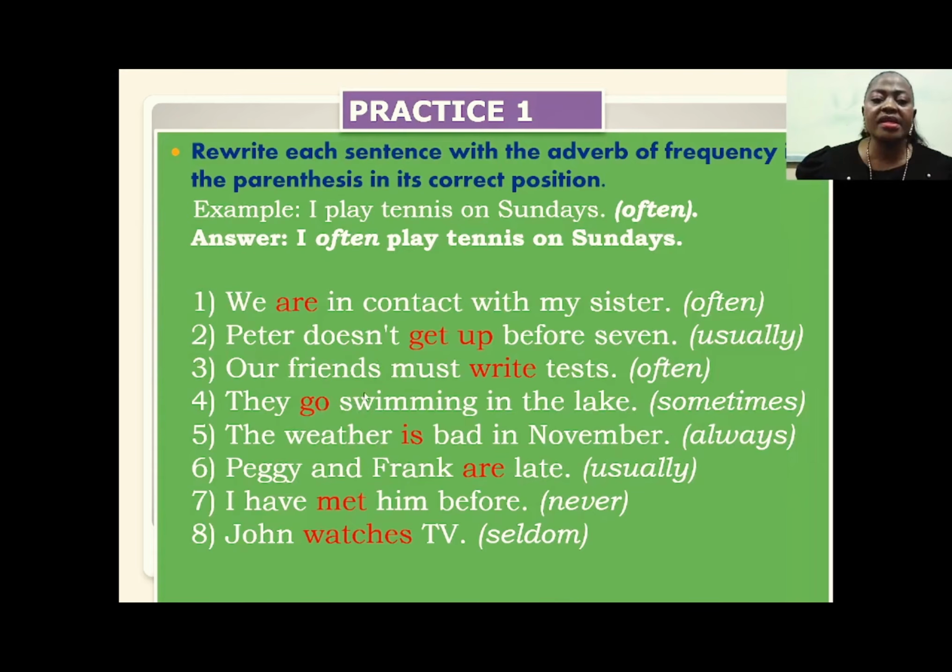The second one says, Peter doesn't get up before 7, usually. What is the position of usually? Peter doesn't get up before 7. Yes, I guess you got the answer right. So the answer should be, Peter doesn't usually get up before 7. Remember, we have doesn't, which is negative. So Peter doesn't usually get up before 7.